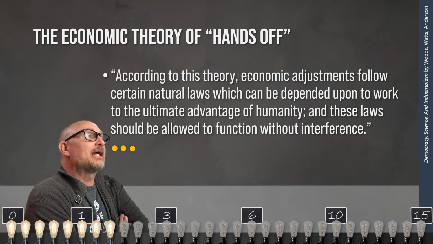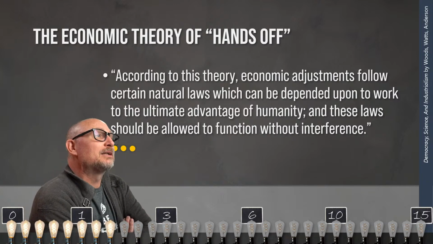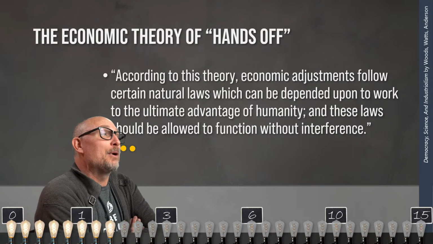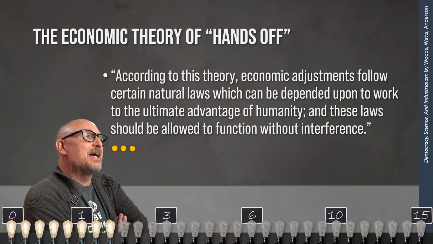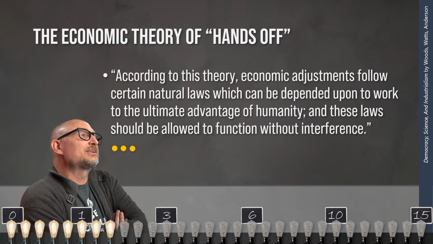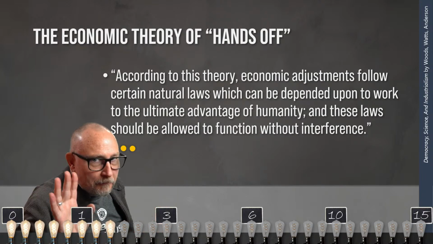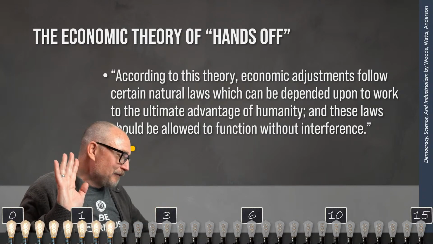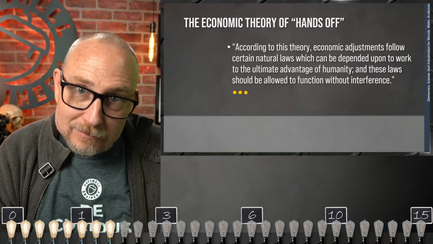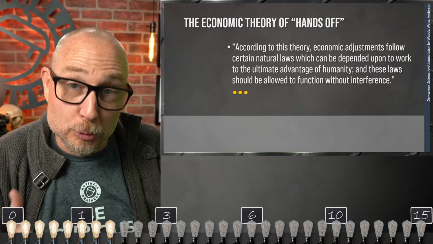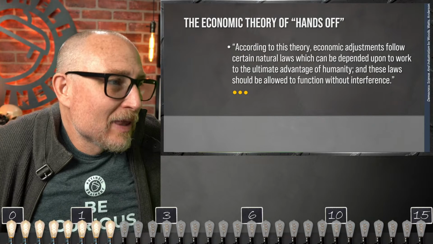According to this theory, economic adjustments follow certain natural laws which can be depended upon to work for the ultimate advantage of humanity. And these laws should be allowed to function without interference. Okay, now, let me first translate that, and then we're going to challenge it. We're going to examine it, okay?